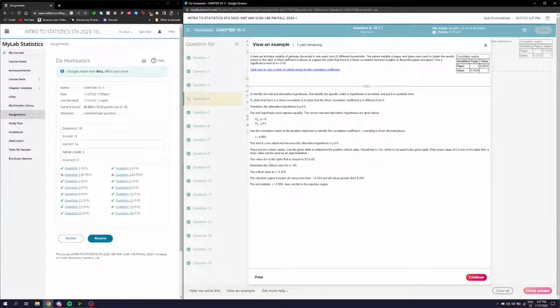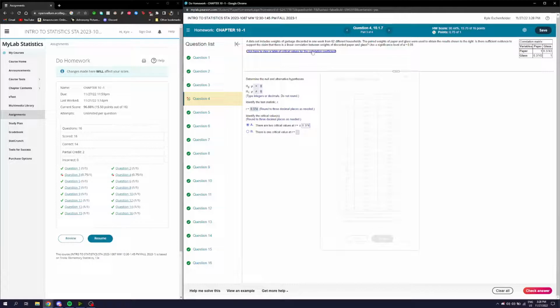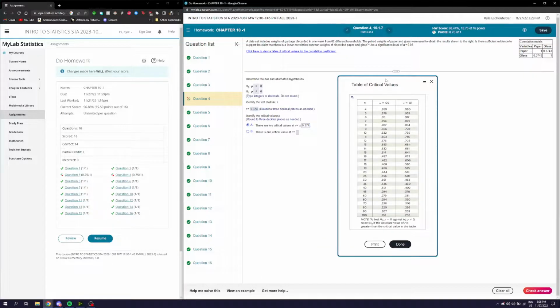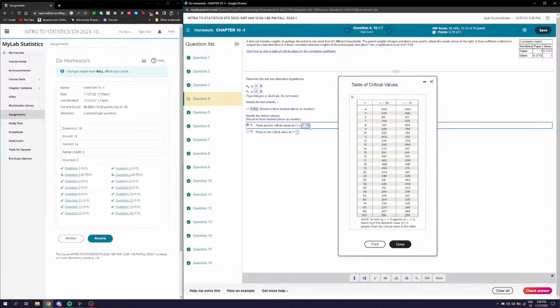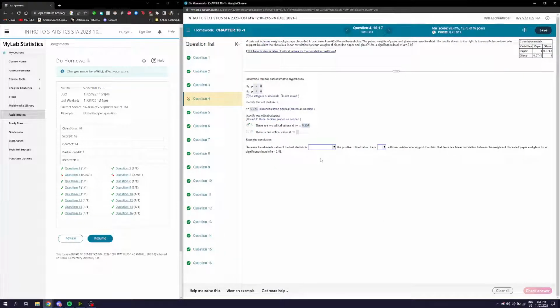Oh, I think you have to look at the graph for this one. Let me check. Okay, found it. Yep, I was right. You click here, the table, and it says 62, so we find 60 because it's close to that. And then the alpha is 0.05, so use this column, and it's 254. Yep.